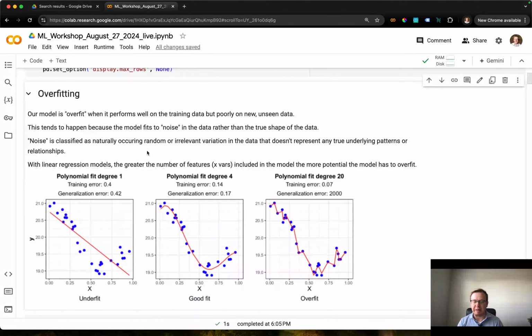And so that's what we call noise, right? With linear regression models, the greater the number of features, x variables, that are included in the model, the more the model has a potential to overfit. Also, some of the types of features that we add to the model have a greater likelihood to overfit.